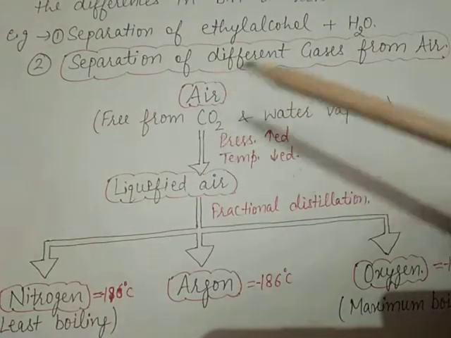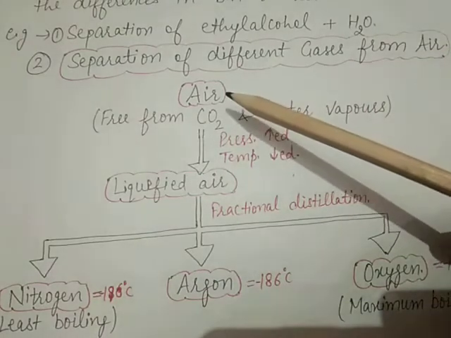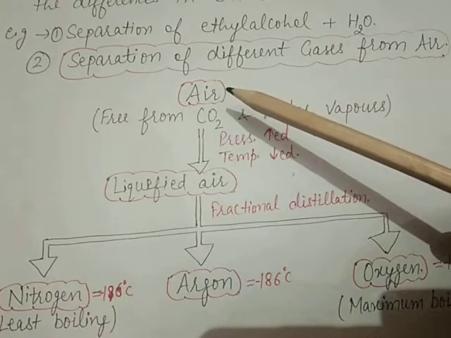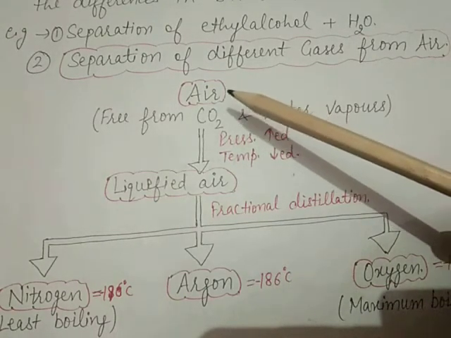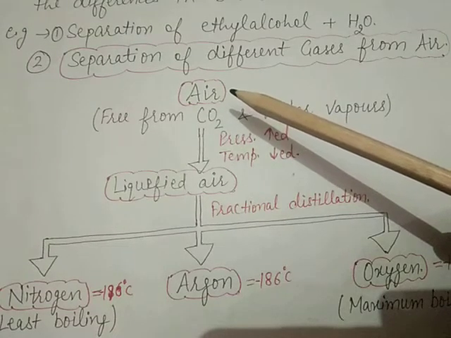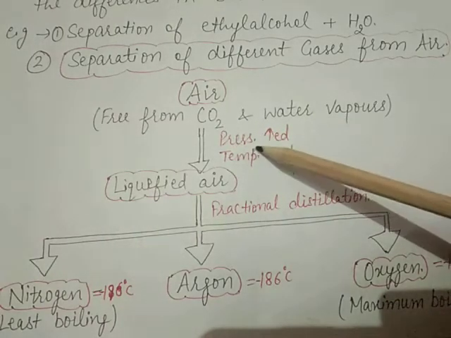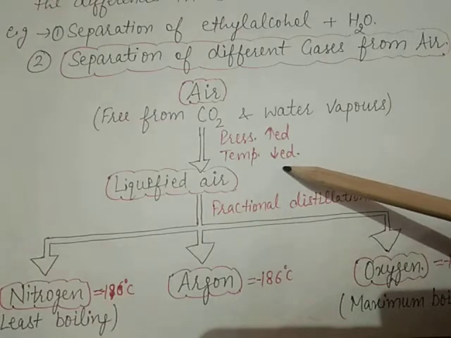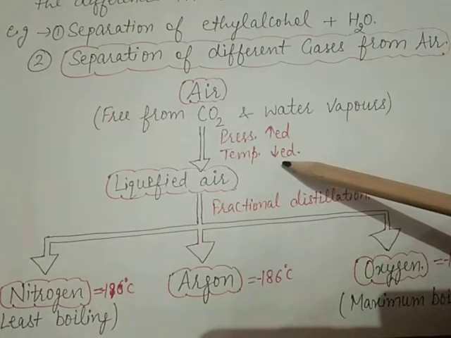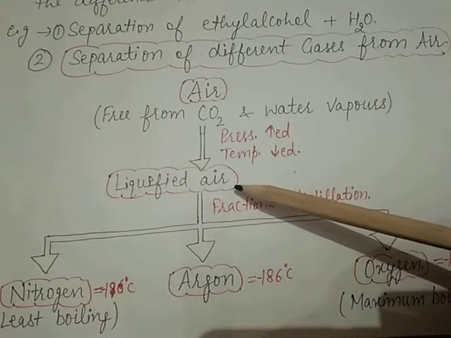Now the second example is separation of different gases from air. Air is a homogeneous mixture of gases, which can be separated into different components by fractional distillation. The air is compressed by increasing the pressure and decreasing the temperature, meaning cool the vapors to a very low temperature. So liquefied air is obtained. This is called liquid air.